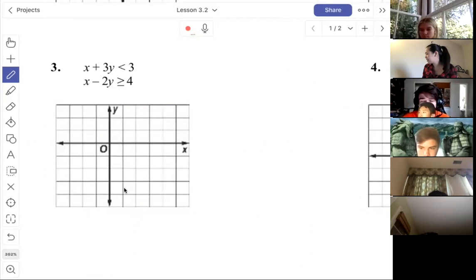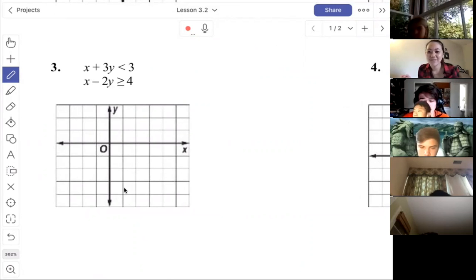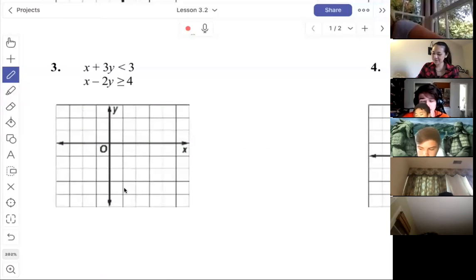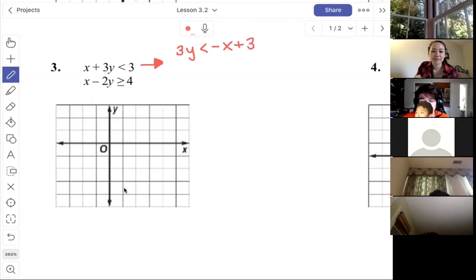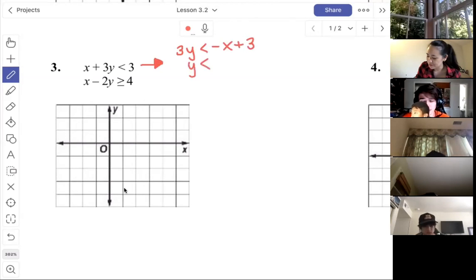Let me call on Timothy. All right, Timothy, can you help me put this in slope-intercept form? The first one. So like solve for y, basically. Sorry, I'm jumping to number 3 just because of time. So just equation, it would be minus x. Good. And then it would be divided by 3, correct? Yeah, you got it. Nice. So y is less than negative 1/3 of x plus 1.